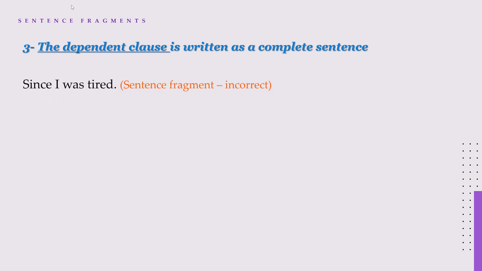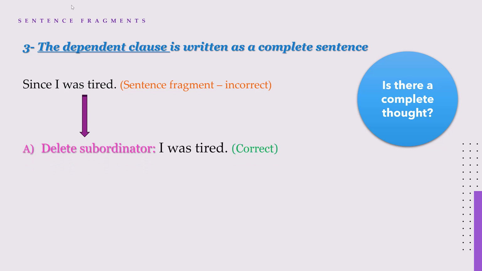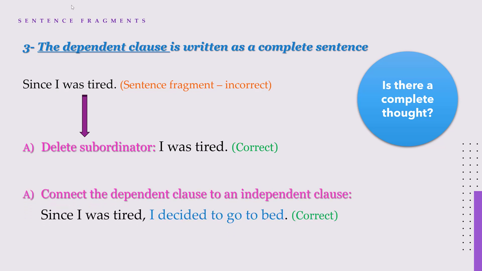"Since I was tired." The question is, is there a complete thought? Definitely no. There is a dependent clause. It begins with the subordinator. It doesn't express a complete thought because there is no independent clause. So how to correct this sentence now? One way is to delete the subordinator: "I was tired." Another way this fragment can be fixed is by adding an independent clause. So the correct sentence is, "Since I was tired, I decided to go to bed."